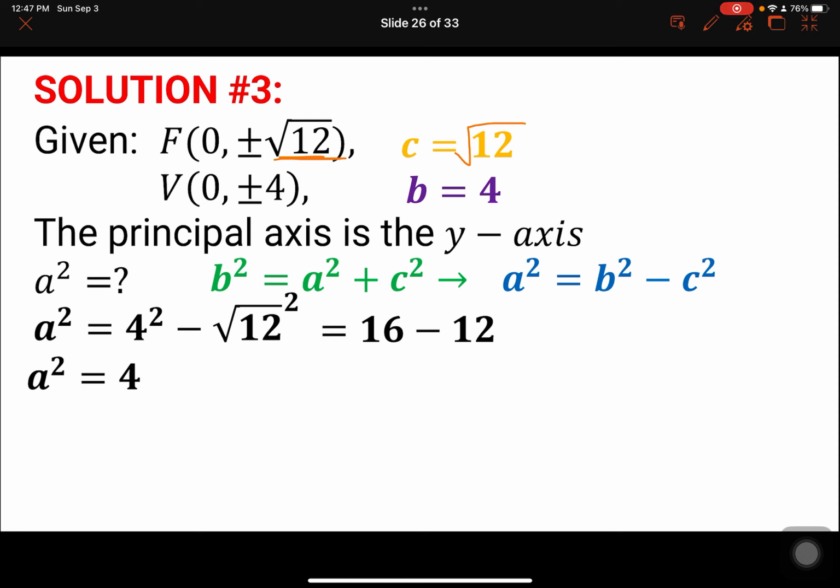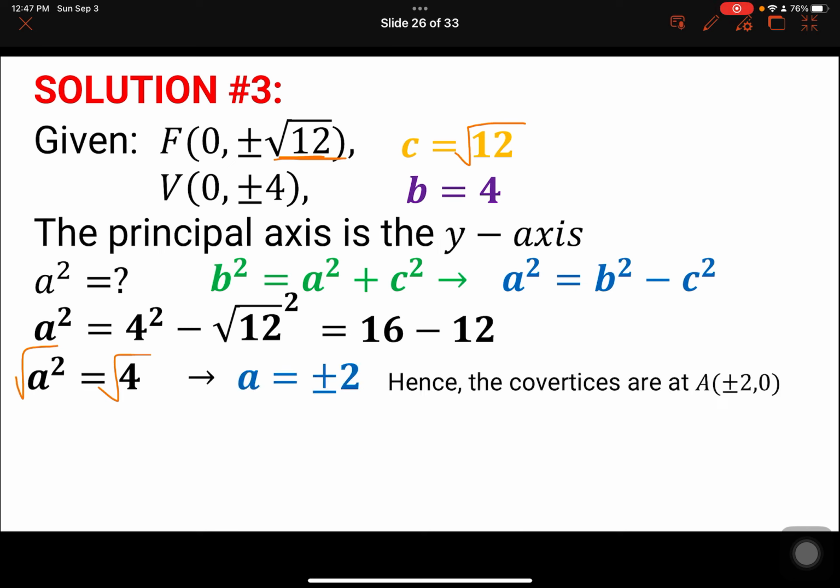Therefore, square root of A squared. Square root mo lang to both sides. So, ano magiging sagot? A will be positive, negative 2. Hence, the co-vertices are A is equal to positive, negative 2, and Y is 0.